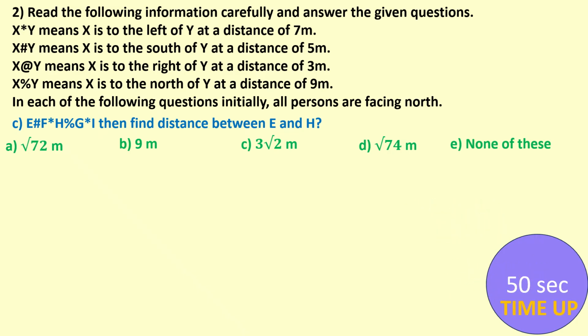Okay, time up students. Now we'll solve this question. What is the expression given to you? E hash F means E is to the south of F at a distance of 5 meter. Okay, 5 meter, right? Not 7, 5 meter.